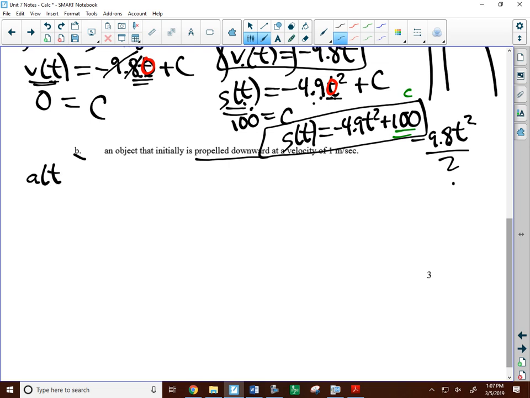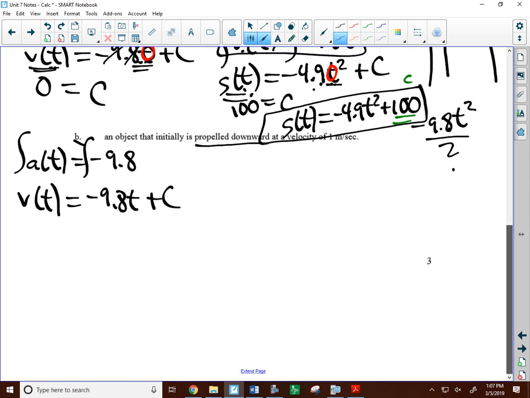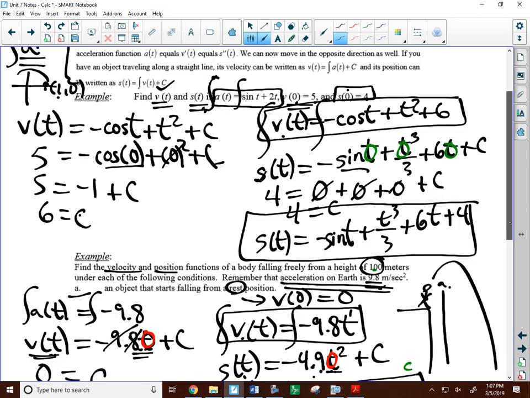I'm going to go back and start with the acceleration. It's just negative 9.8. I got to start here because my velocity function is going to be different here. So I'm going to do an integral and get back to v of t on the left. And here it's again negative 9.8 t plus c.